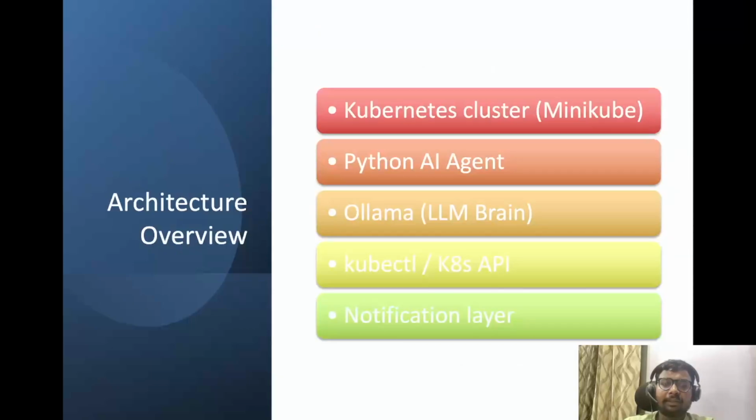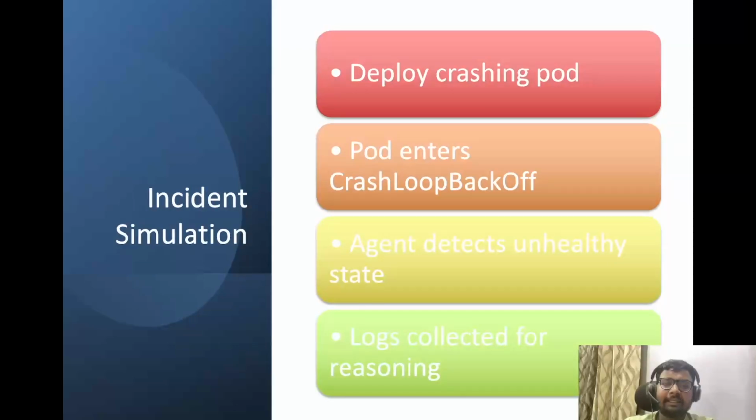If you check the architecture, it is the same. We are using the Kubernetes cluster, the Minikube we have set up. We are using Python to create the AI agent. We are using Ollama as the LLM brain. We are using kubectl and a notification layer. The incident simulation is also the same. We have deployed a crashing pod, and the pod entered the crash loop back. The agent detects the unhealthy state, and by reading the logs, it will take the decision.